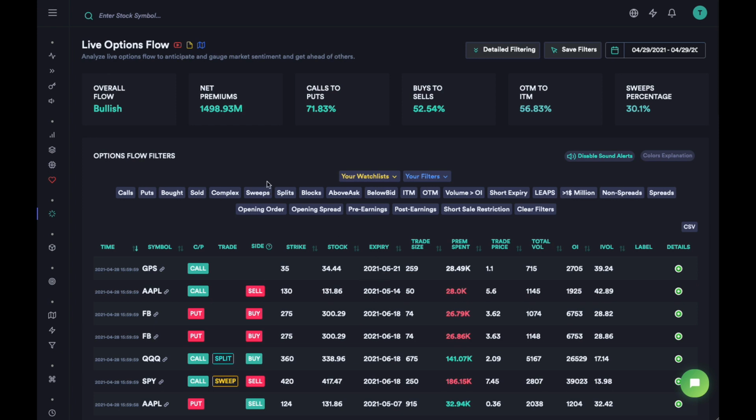So live options flow is a tool that gives you the summary of where the money is being spent in terms of options, and this is live, so you see data every second during market hours, and you can see how people are spending their money on what symbols, on what strikes, on what expirations.